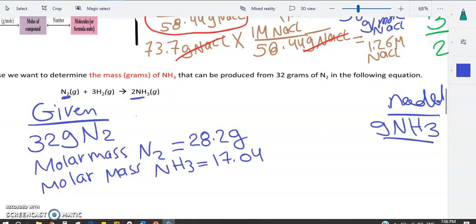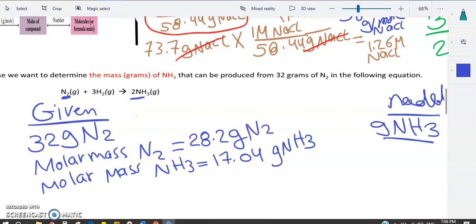How did I calculate this? Just by getting the nitrogen and getting from the periodic table plus 3 hydrogen times the atomic mass, and then you add them together here. So this is the first step.